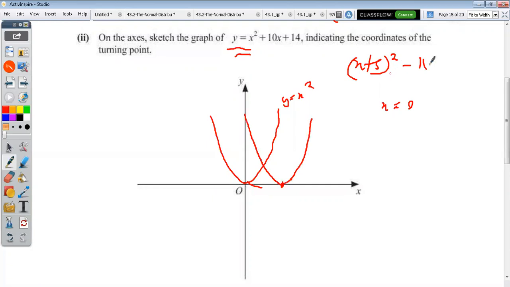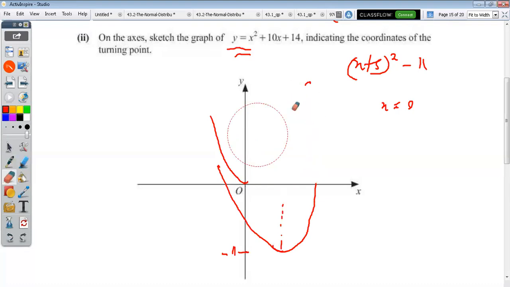Then when I say negative, I take this whole graph. If it was positive, I take it up. I take the turning point all the way to negative what? To negative 11 here. So my graph will be something like that. Clear now? So it's 2 transformations. One, I move the graph 5 units to the left, the normal curve. Then I move it 11 units down. Clear now?